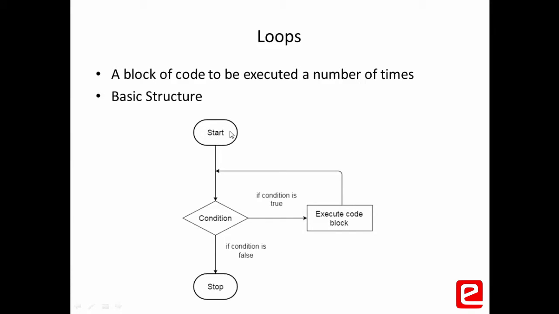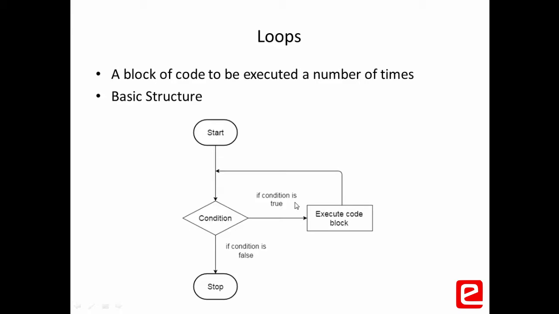At the start, we typically initialize a variable to keep track of the number of times the loop has executed. Next, a condition is checked. Now, generally, the condition is whether or not the loop has executed the desired number of times. So, in case of our LED example, we'll check whether the initialized variable at the start is less than 5.